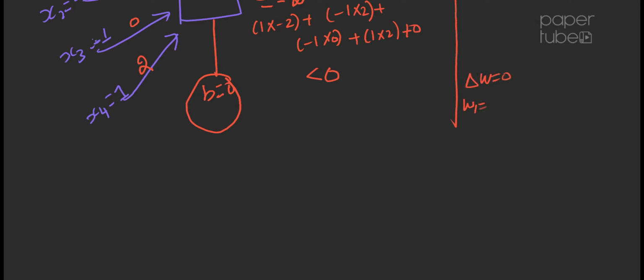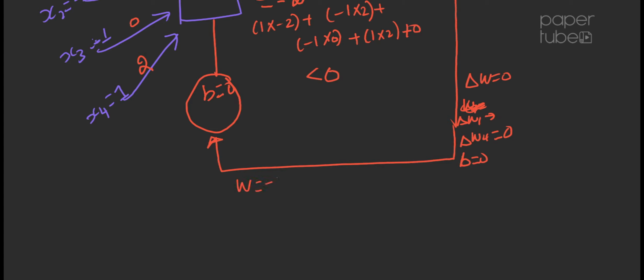So the change in W1 to W4 should all be equal to 0, and the change in bias will be equal to 0. Which means your updated weights and bias will remain the same. So W1 will again be equal to -2, W2 will be equal to 2, W3 will be equal to 0, and W4 will be equal to 2, and bias will be equal to 0. So that solves our perceptron.